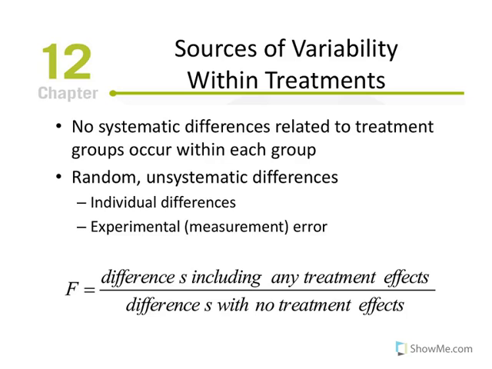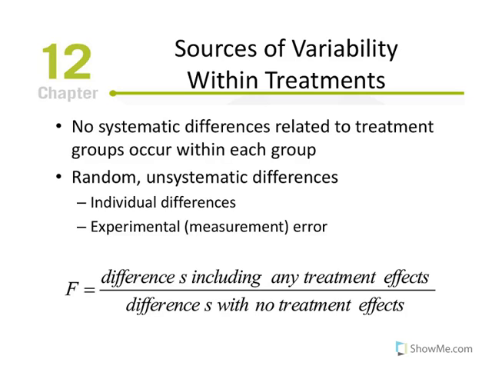So, sources that explain the variation within treatments. We express that as no systematic differences related to treatment groups within each group. And we can also indicate those to be random and unsystematic differences. Again, those individual differences. What makes you, you is going to be different from the characteristics that make me who I am, and also have implications for how I will drive given these different conditions that we talked about in table 12.1 when we're looking at different phone conditions in relation to driving performance.